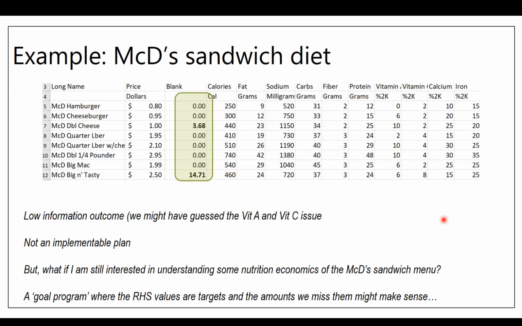So this is just what I was saying. It's not an implementable plan. It's pretty low information because the McDonald's sandwich menu is not a place you're ever going to find vitamin A and vitamin C. And so it must be the case that the choice to consume exclusively from the McDonald's sandwich menu would probably not be someone who is paying close attention to the vitamin A and vitamin C contributions. They may not be paying much attention to anything.